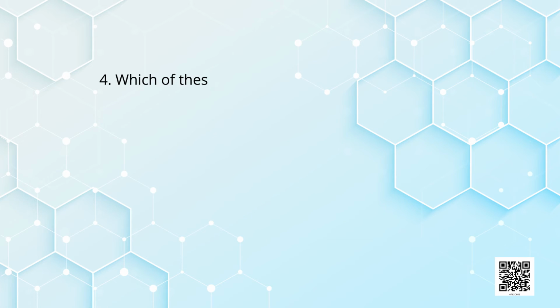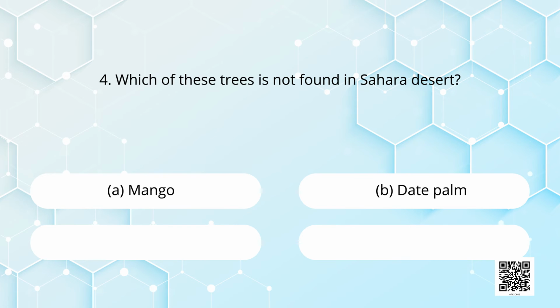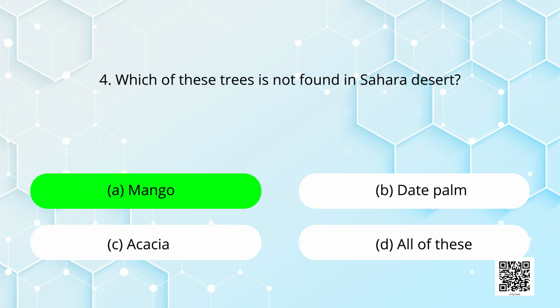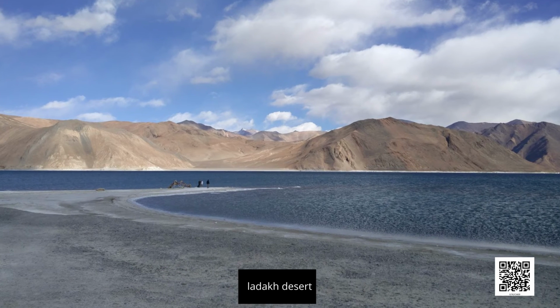Moving on, which of these trees is not found in the Sahara Desert? Mango, date palm, acacia or all of these? Yes, it is mango which is not found in the Sahara Desert. So after the hot desert, let's take up the cold desert. In India, the cold desert is Ladakh.